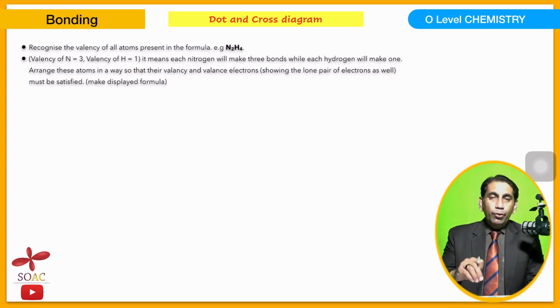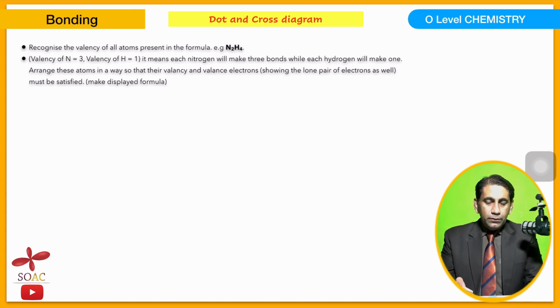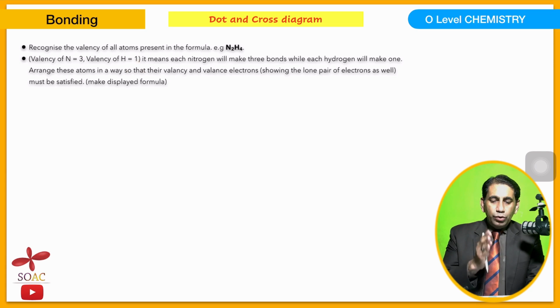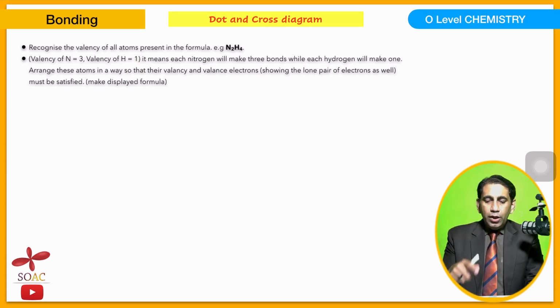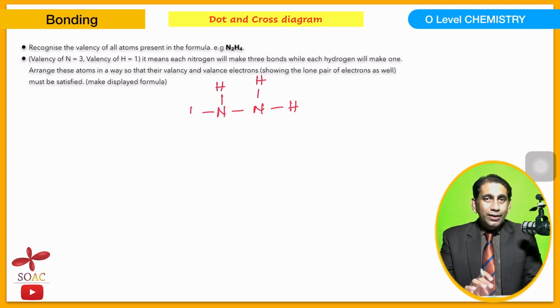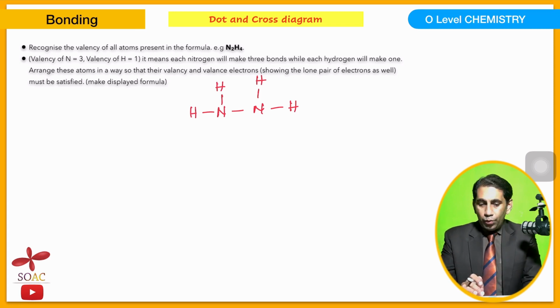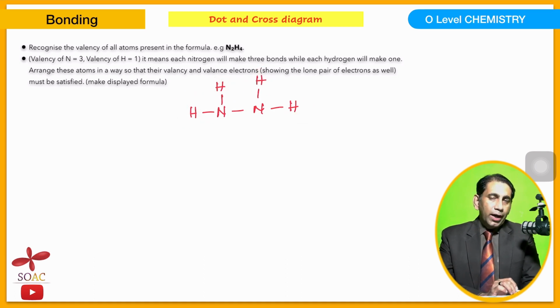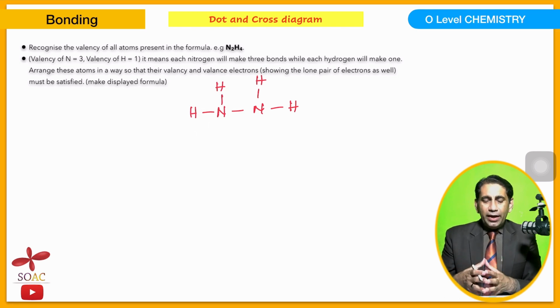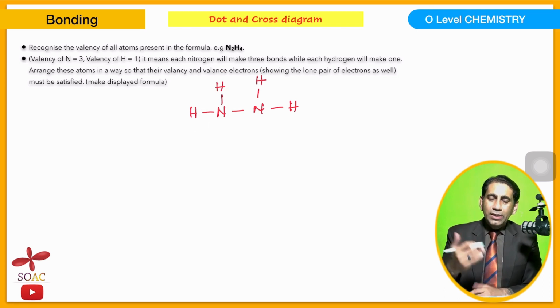So first of all, I am going to draw a Lewis diagram, a displayed formula, of 2 nitrogen and 4 hydrogen. I'm writing them in such a way that each nitrogen has 3 bonds around it and each hydrogen has 1 bond around it. So let's see over here. Each nitrogen has 3 bonds, and each hydrogen has one bond. This is the Lewis diagram according to the normal valencies of the elements.